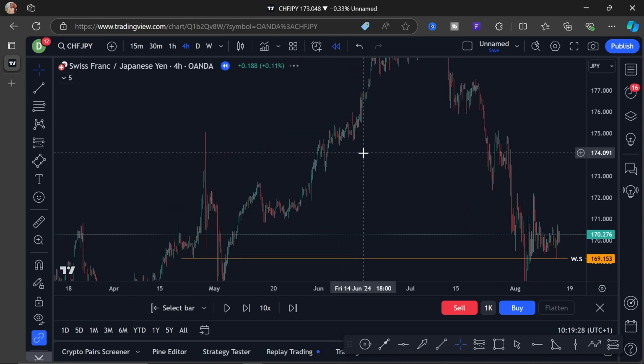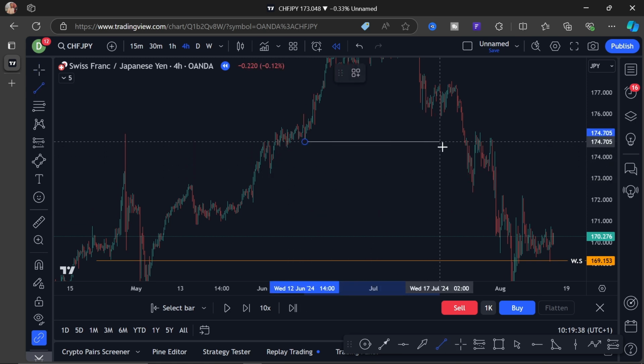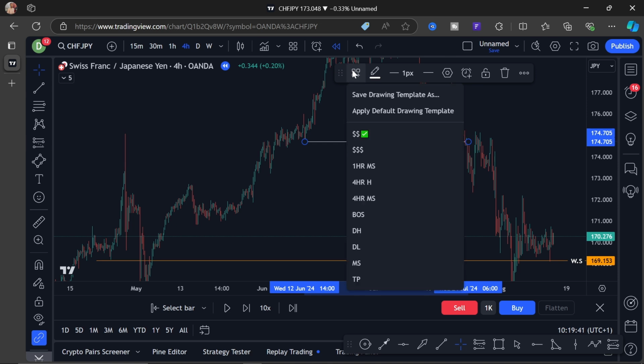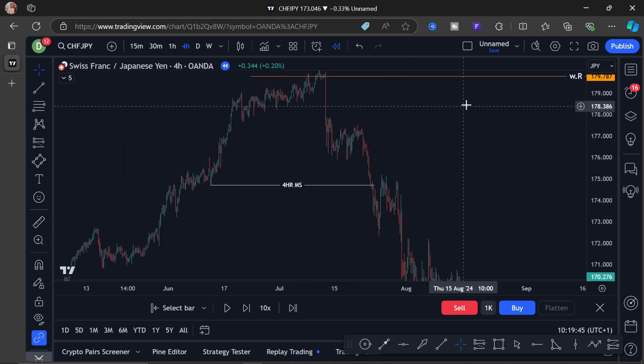So when I identify my market shift, which is also known as the change of character, I like identifying it only from the major levels. So for that reason, I'll take it from this particular level here, which is the most vivid one. You can take this right here. So for this, I have my 4-hour market shift right here.